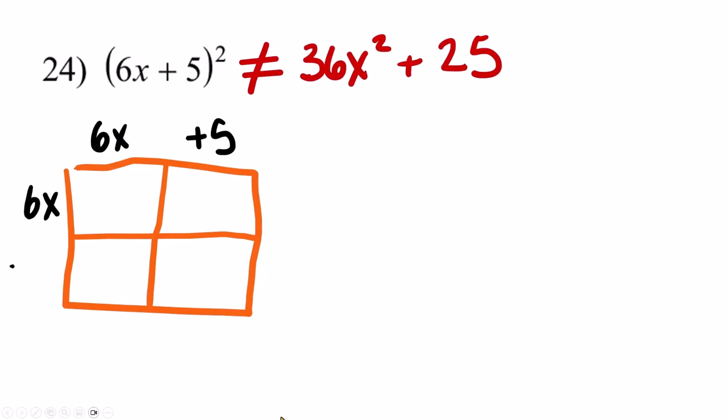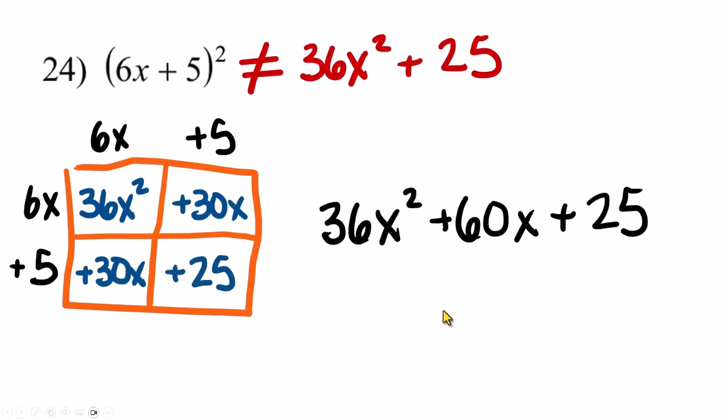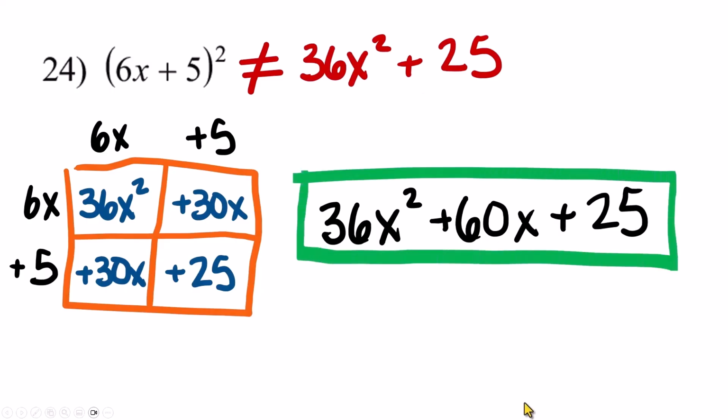Just do the problem. It's 6x plus 5 times 6x plus 5. 36x squared, 30x, another 30x, and 25. And the right answer has a middle term in it. This is it right here.